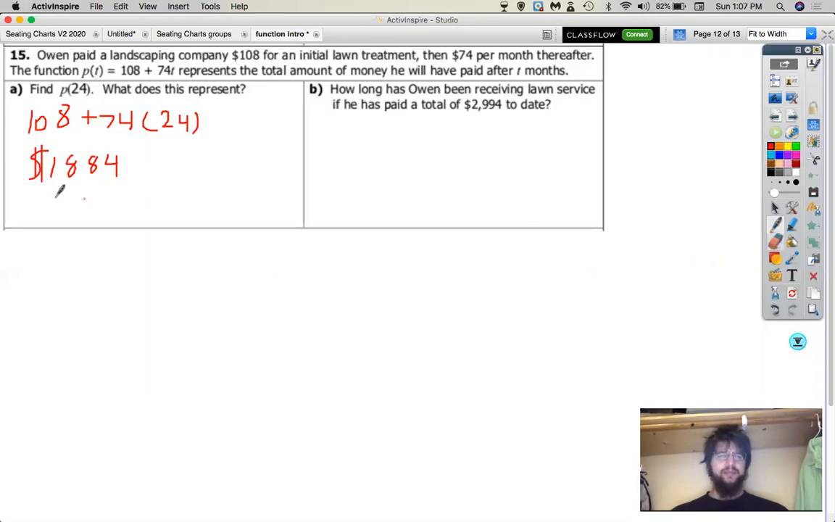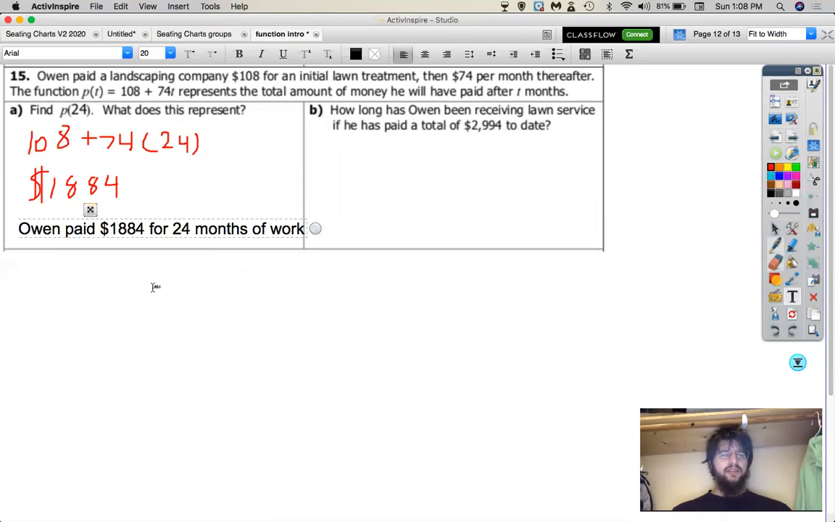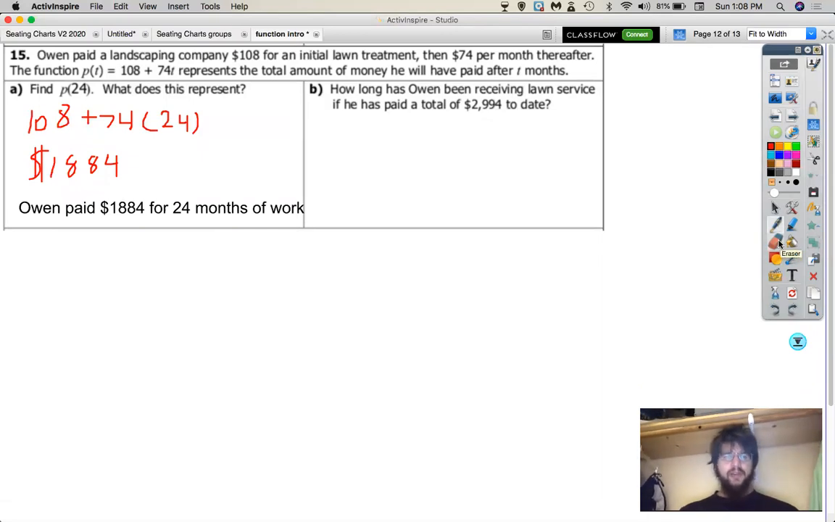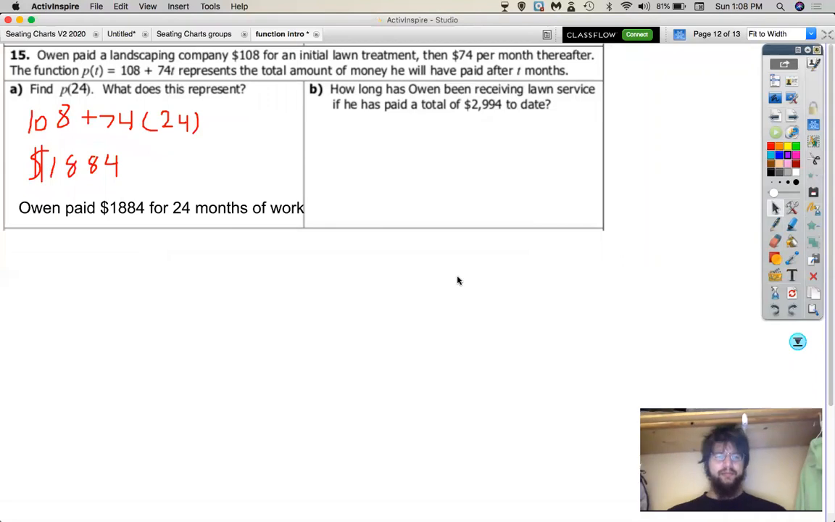So what does this represent? This says Owen paid $1,884 after 24 months. Well, not after, but for 24 months of work. So this dude spent $2,000 to get his lawn taken care of in just 2 years. You can buy a robot lawn mower for $1,000 and just let it do its own thing. Anyway.